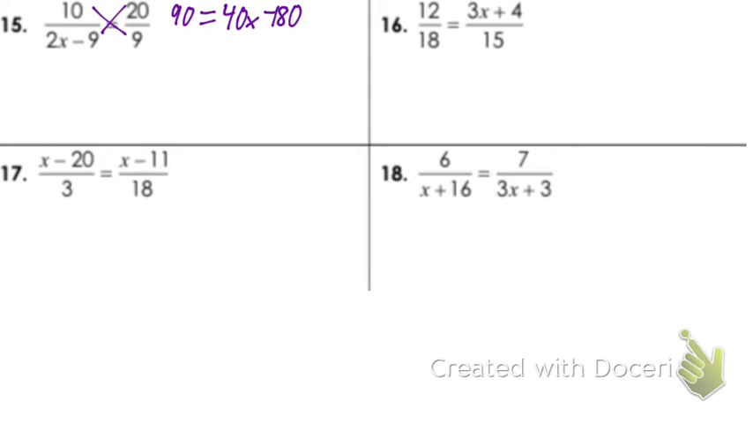I'm thinking ahead here, but would it be like 12 divided by 8 over 18 equals 3x? That is what it is. X minus 20 over 3 equals x minus 11 over 18. Could just keep on going on and on.